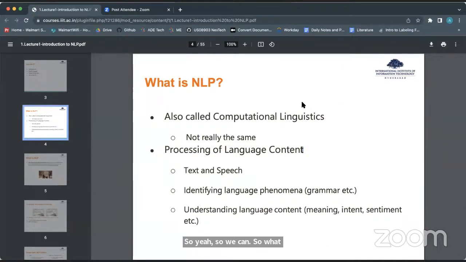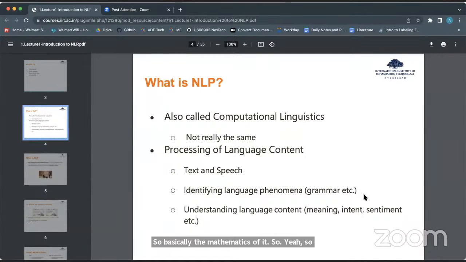So what is NLP? It can broadly be called computational linguistics, which is not really the same, because computational linguistics deals with more of the language part and NLP deals more with the machine part. So basically the mathematics of it.